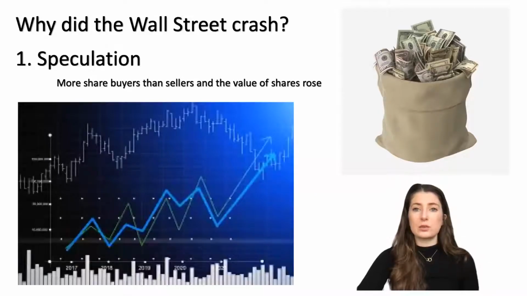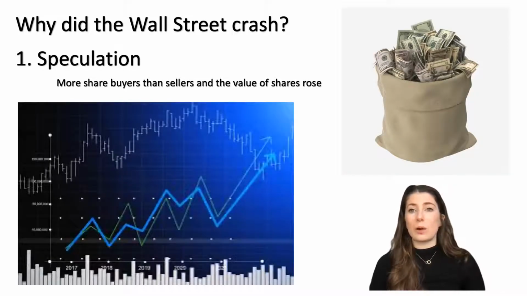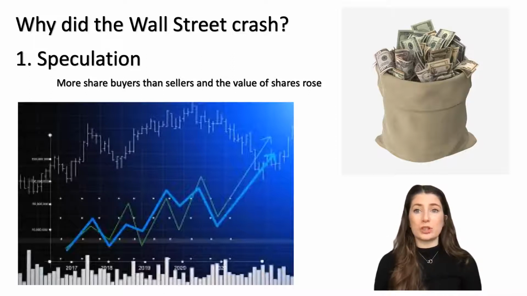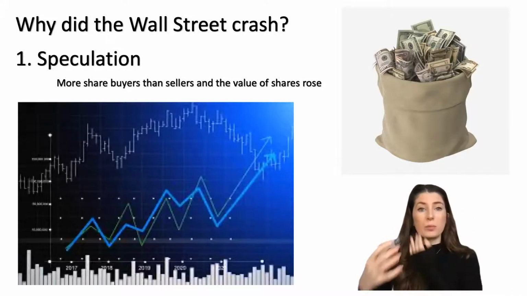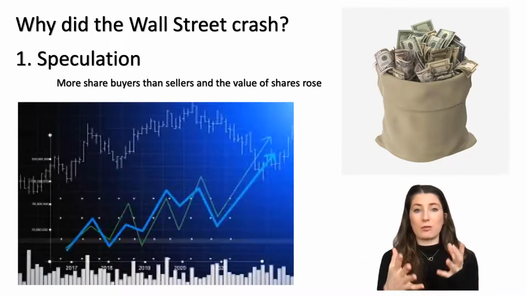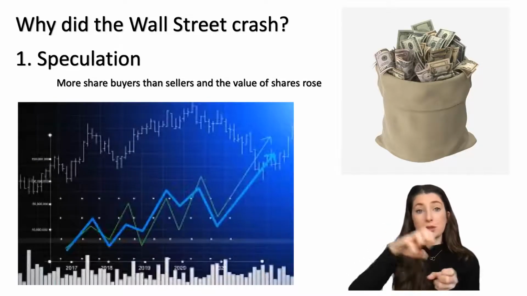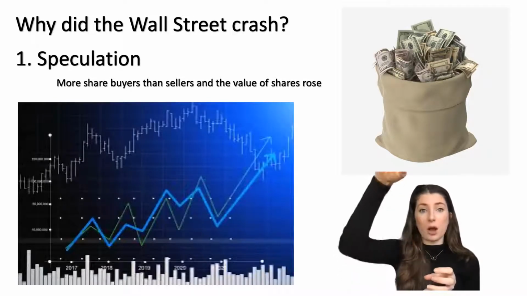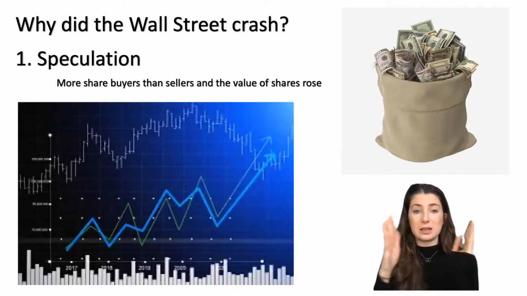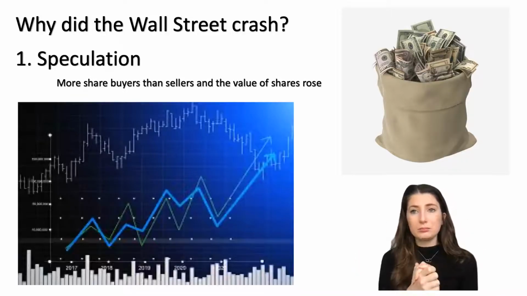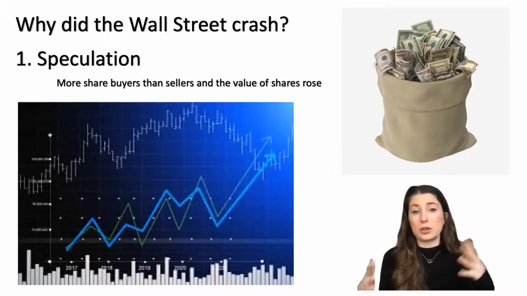So, first of all, we have something called speculation. Investment on the stock market would be quite attractive during an economic boom. The American economy was doing well throughout the 1920s, and because the economy kept doing well, there were more share buyers than sellers, and the value of shares rose. If more people want to buy, then we have more demand for the product, so the price can go up because people are competing over purchasing it. If you know you're going to sell your product, you can make it more expensive.